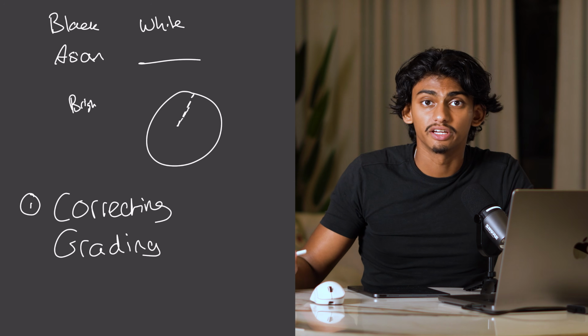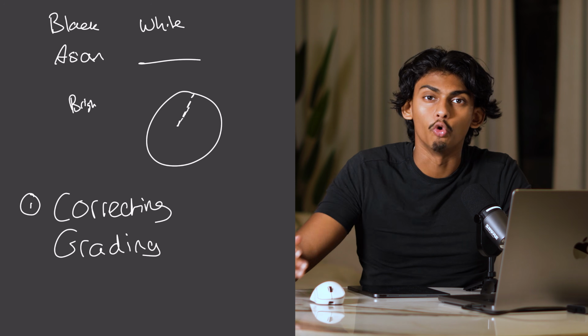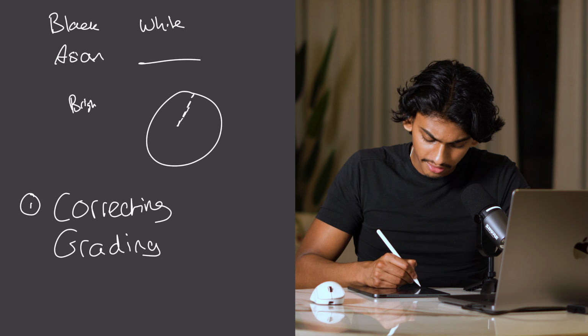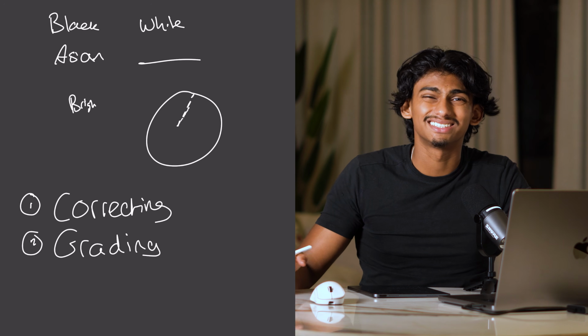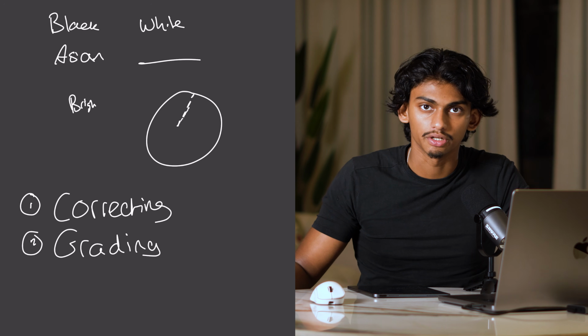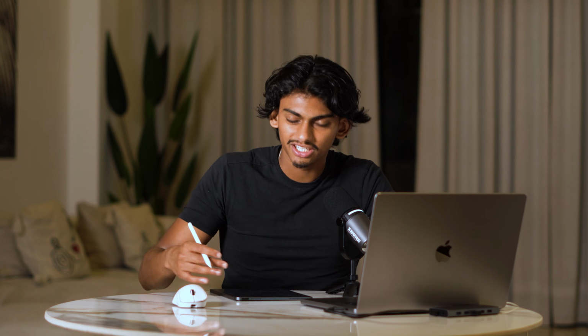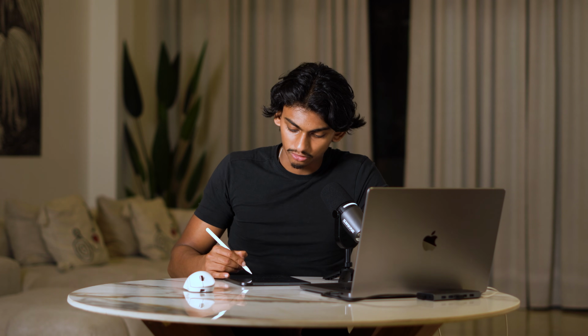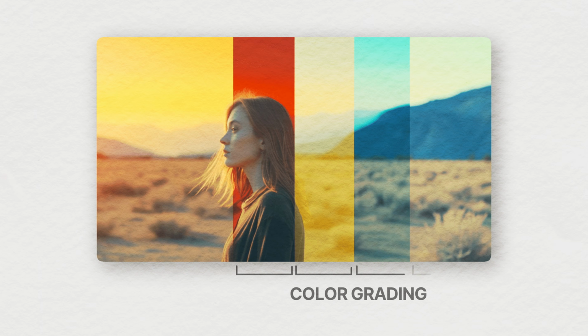Correction is when you bring the footage to its normal state. Grading is when you change the color for a specific effect or emotion. For example, correcting the footage is making sure that it's not too warm, it's not too cool, as in the Kelvin value, and that in general it looks like it was taken in normal circumstances.